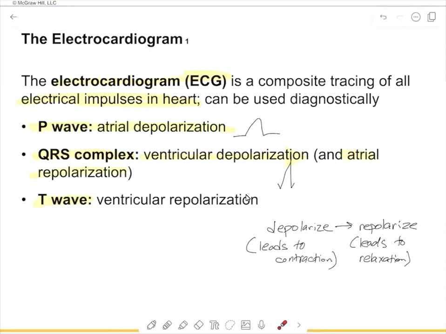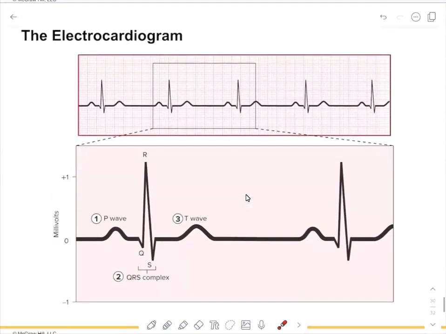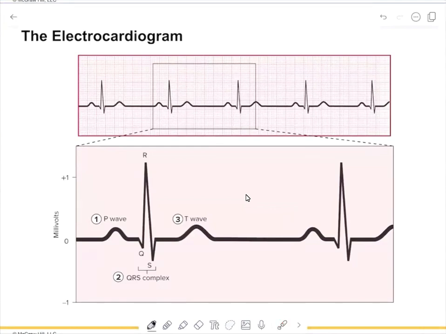Following ventricular depolarization is ventricular repolarization, and we can see that with the T wave. And the T wave is going to look like a hump, just like the P wave basically did. So we'll see those on the ECG slide that you see here. So the P wave is shown first here. Within one section, this is where you see the waves. So this would be one heartbeat. This would be another heartbeat, and so on.